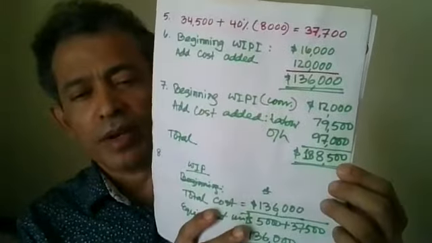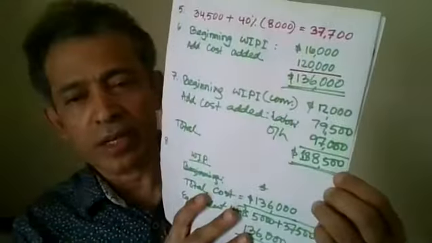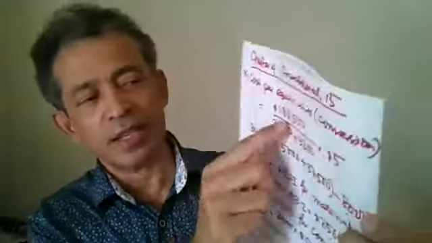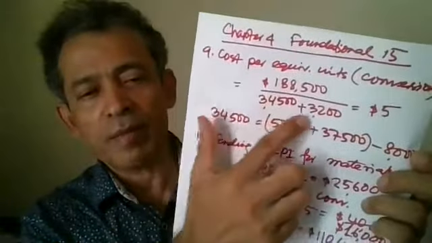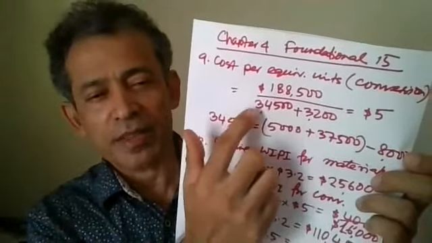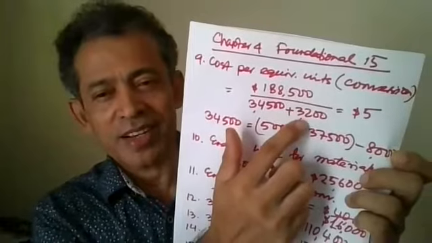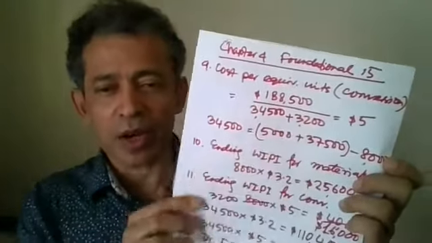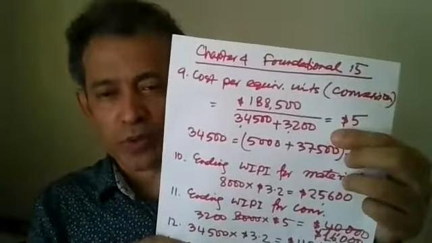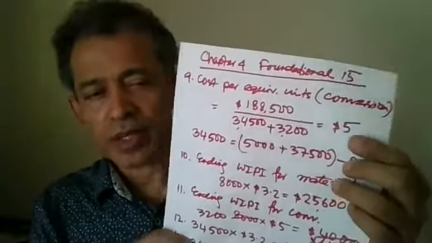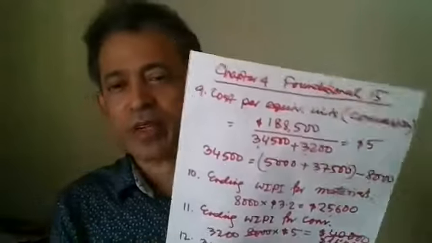Then the same, what is the equivalent unit cost for conversion? What is the total cost of conversion? That's $188,500. So remember that and divide the 188,500 by 37.7, which is 34.5 plus 3,200. It's not 42.5 because they're not all complete as far as conversion goes. So the answer there is $5 as far as conversion goes.